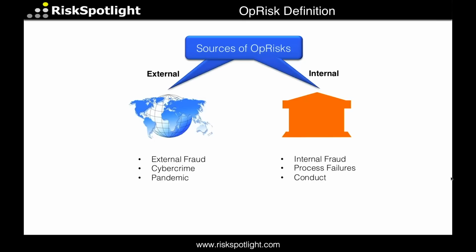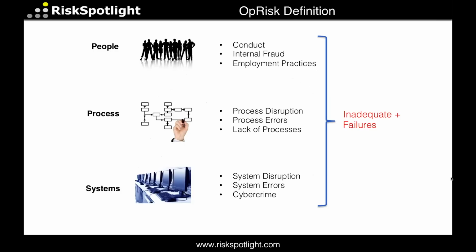But a lot of operational risk also starts internally, so the source could be internal. Examples there could be internal fraud, process failures, or conduct risk, where our salespeople may be mis-selling insurance products or investment products to customers just to make the commission, even though those products may not be the right products.